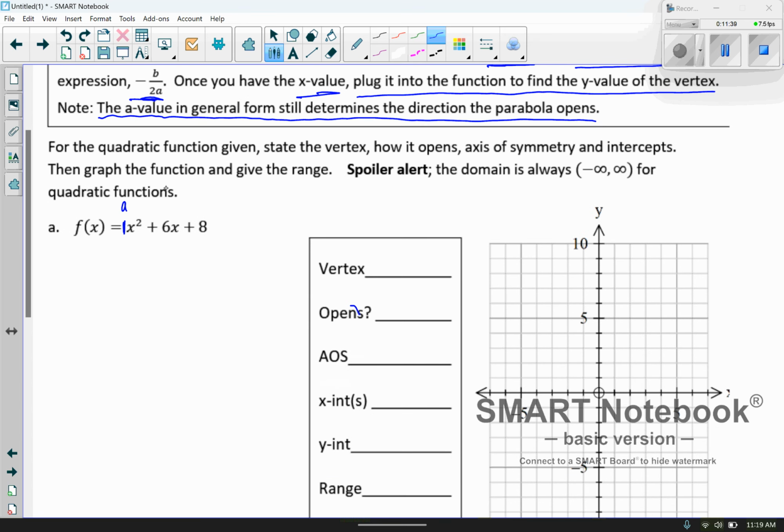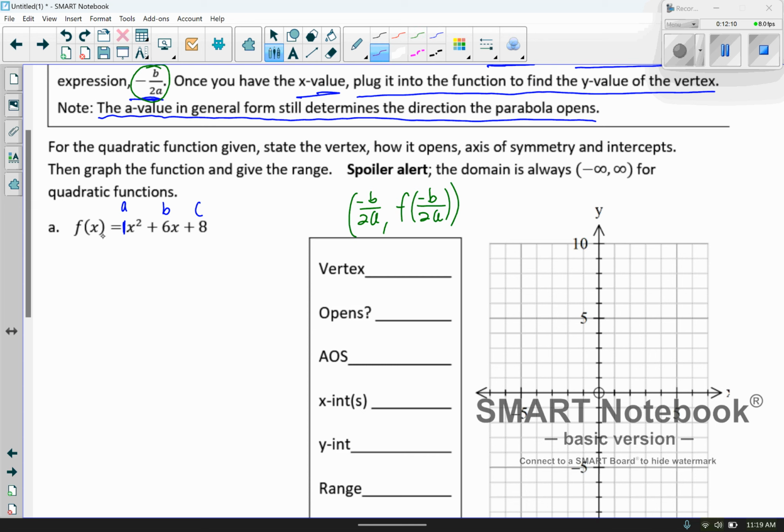Okay, so starting here, this is going to be my A, this is my B, and this is my C. And I just need the A and the B value in order to use this right here to find the x value of the vertex. So for the vertex, the x value is negative b over 2a, and then the y value, you're going to plug that, whatever that is, into the function, and that will find the y value for us.